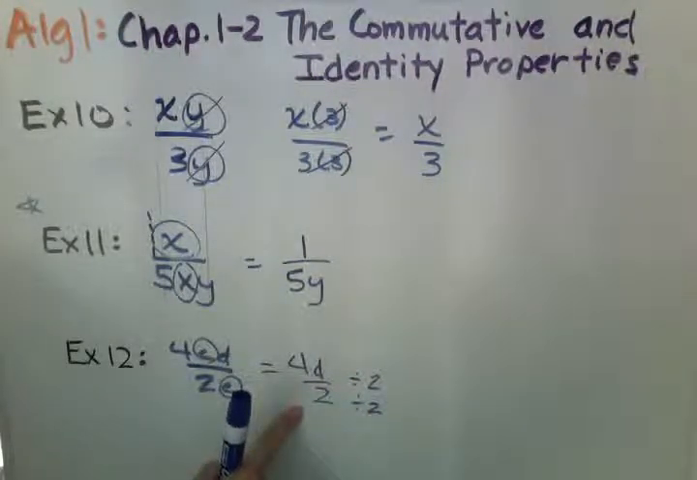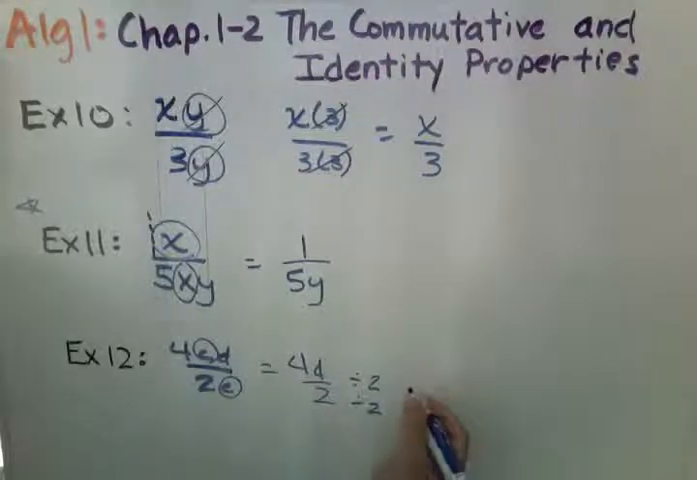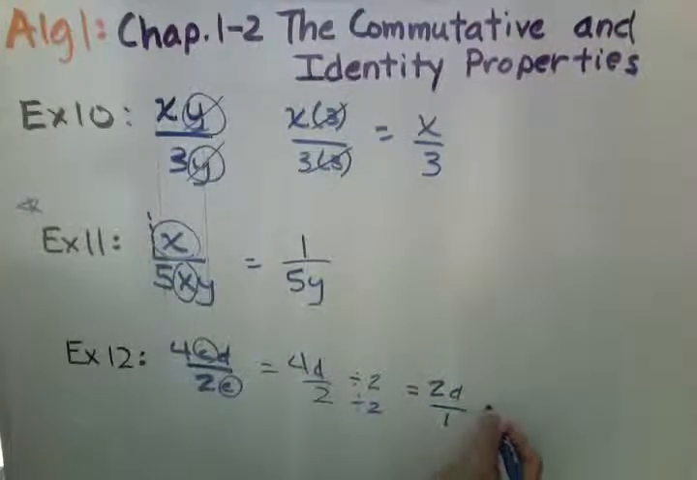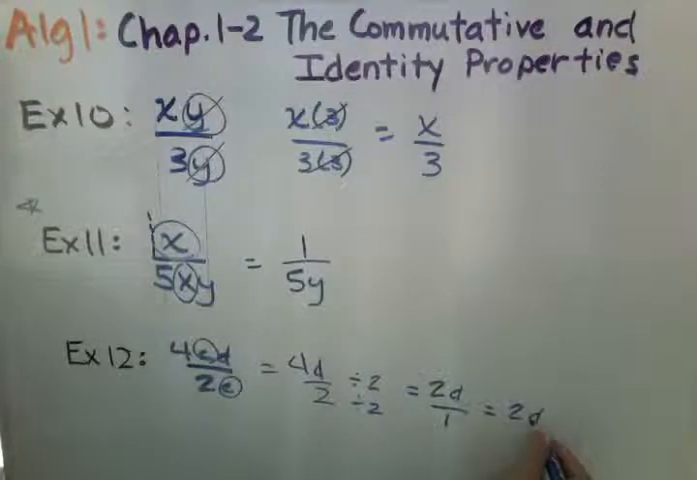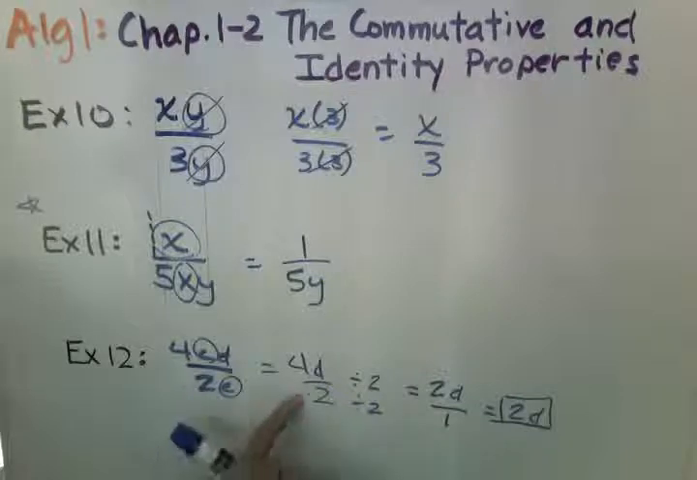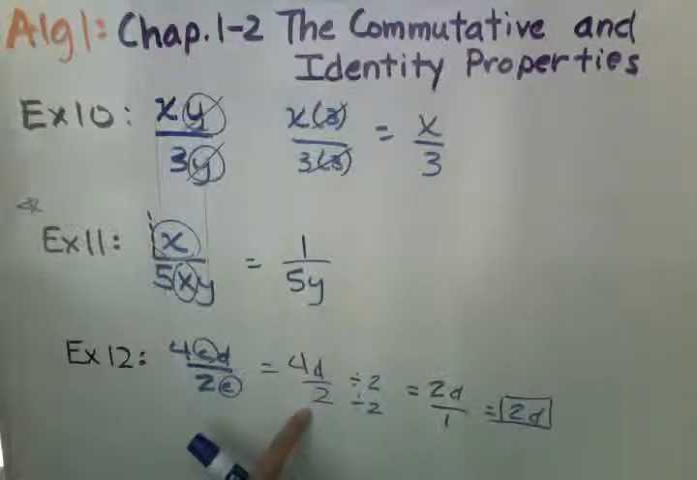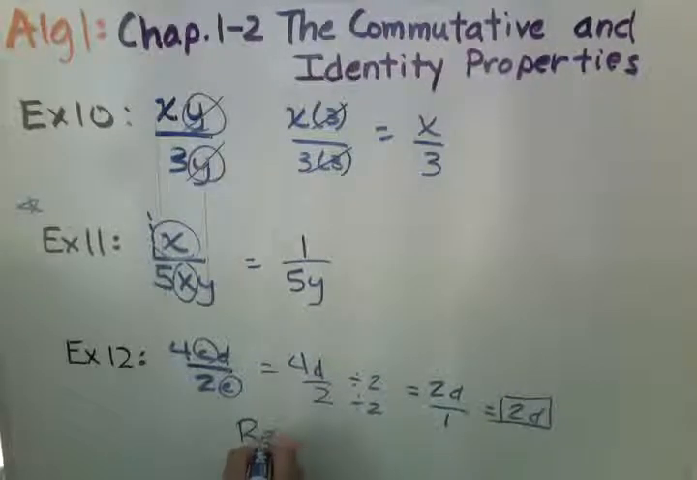If you notice, 4 divided by 2 can also be reduced. We can divide 4 divided by 2, which is 2d. 2 divided by 2 is 1, and we're left with 2d. Now this problem is not that hard, but most of you forget to reduce from this point on. So always remember, reduce, reduce, reduce.